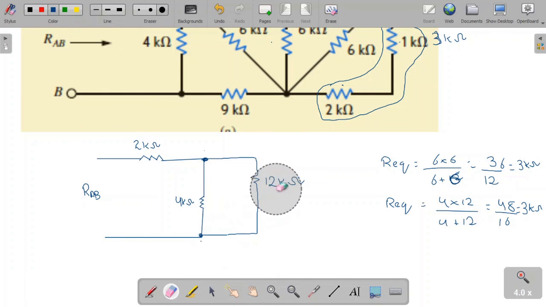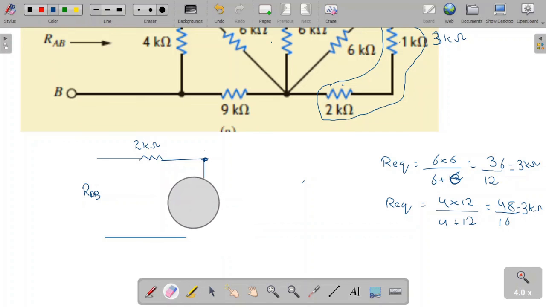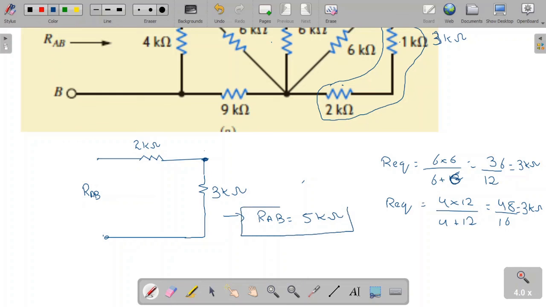So I am going to remove this resistor. I am going to connect a 3 kilo ohm resistor over here. Now the resistance between A and B is clear. Now we again have a series combination. So 2 plus 3 is 5 kilo ohm. So the resistance RAB is equal to, because these are in series, 5 kilo ohm. So we have 5 kilo ohm resistance. Equivalent resistance between A and B was 5 kilo ohm.